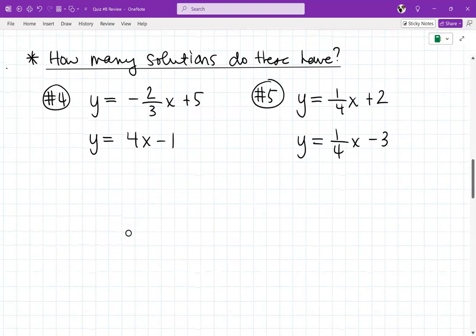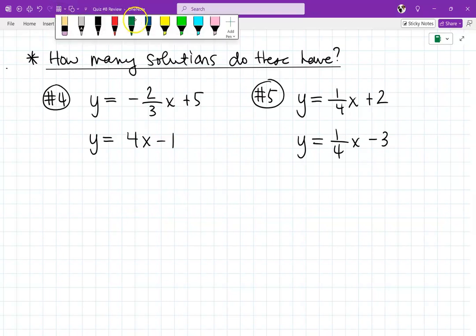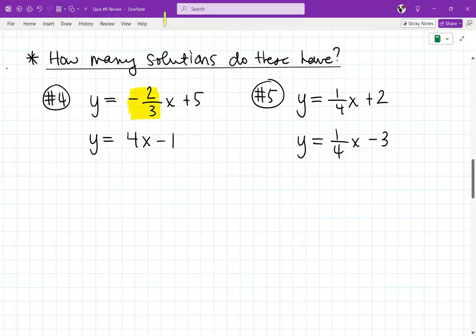So here we go. These are supposed to be really quick. If they're not solved for y, make sure you solve them for y. But I think the ones I'm giving you on your quiz are already solved for y. Just trying to make it a little bit easier on you guys. Look at number 4. If you focus on the slopes, are these parallel lines? No, their slopes are different. So that means they have how many solutions? Just one. If they're not parallel, one. That's it. So I'm just going to write one solution.